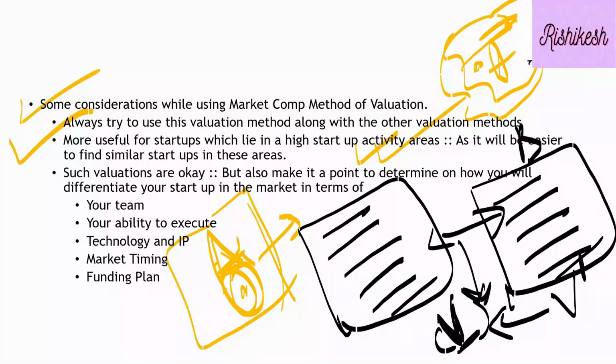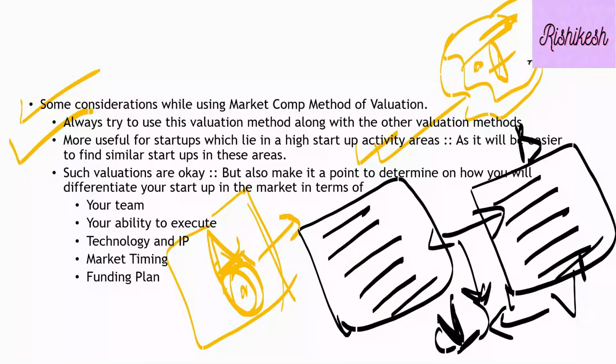The next point is, such valuations are okay, but make it a point to determine how you will differentiate your startup in the market in terms of your team, your ability to execute, technology and intellectual property, that is IP, market timing, and the funding plan. If you see this entire method, what you have done is found a very similar startup, and then, on the basis of its valuation, you have decided your own valuation by adjusting for some large and considerable differences. But then, once you use this method, you have to be clear about your differentiation points as well.